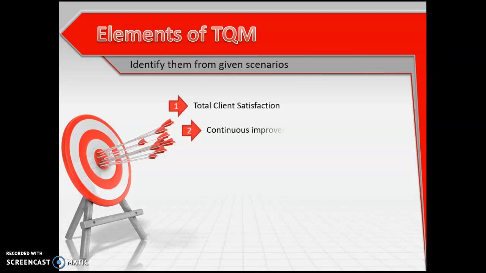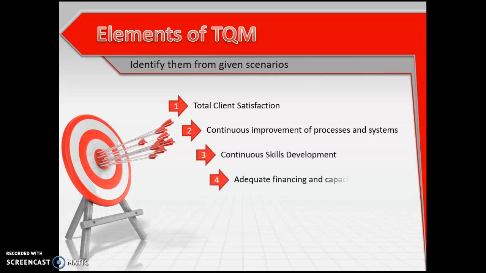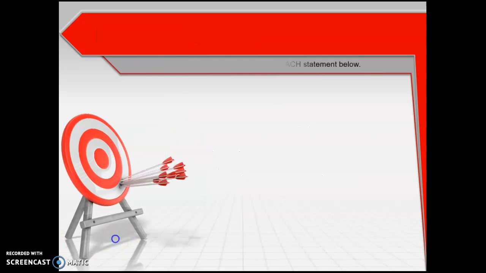So the first one is total client satisfaction. Second one, continuous improvement of processes and systems. The third one is continuous skills development, and the fourth, adequate financing and capacity. And lastly, monitoring and evaluating of quality processes. So if you understand what TQM is, you quite easily can remember the elements because it has to do with customers. It has to do with continuously improving systems and the employees that you work with. So if we move on to the next slide, we get there.